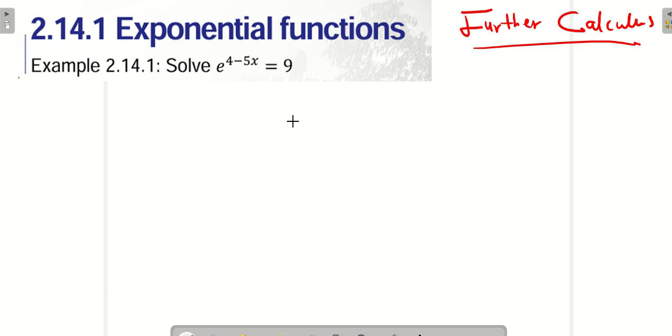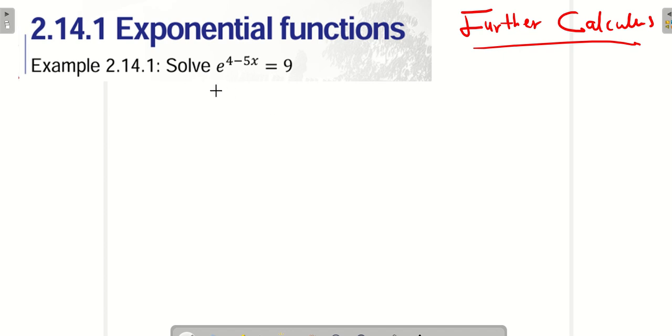I want to make some videos for you under further calculus. We are still on the inverse functions, logarithmic functions, exponential functions. Now, in this video, I shall be solving some exponential equations with you.